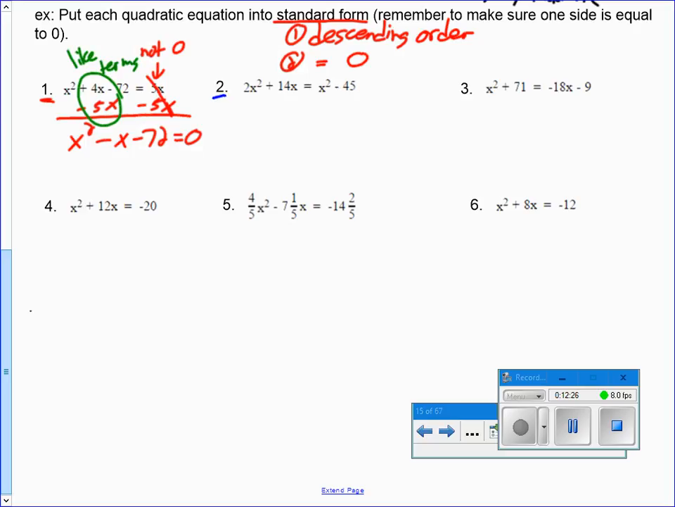So same idea on number 2, the last example we do, and then you'll have some time to try some on your own. We have descending order on both sides of this equation, but it's not equal to 0 on either side, so that's what we have to do. In this case, we have to move two terms over. I have to move an x squared term over, and I have to move a constant term over.